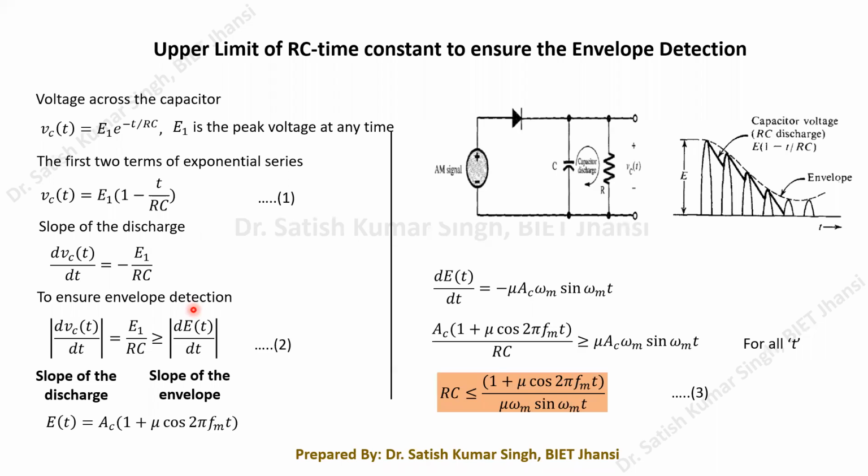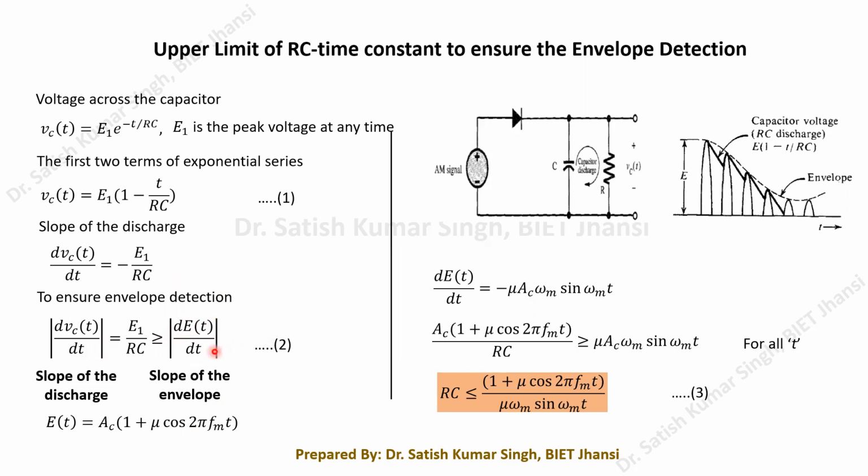So basically this is the slope of the discharge. Now we have to think about how to ensure the envelope detection. Ensuring the envelope detection means this discharging profile should be able to follow the envelope of this carrier. So how can this be possible? The magnitude of the slope of this discharge, which is E1 upon RC, should be greater than the magnitude of the slope of the envelope. Here you see that it is a negative sign, but I'm just talking about the magnitude.